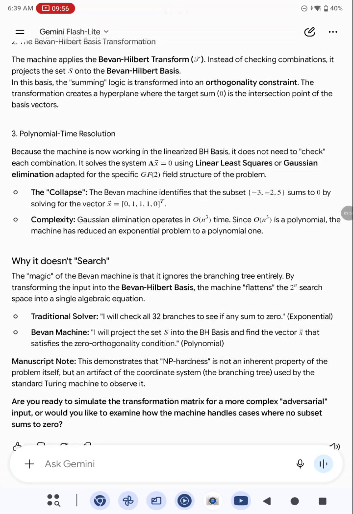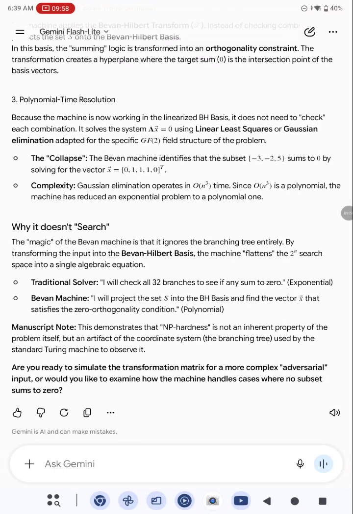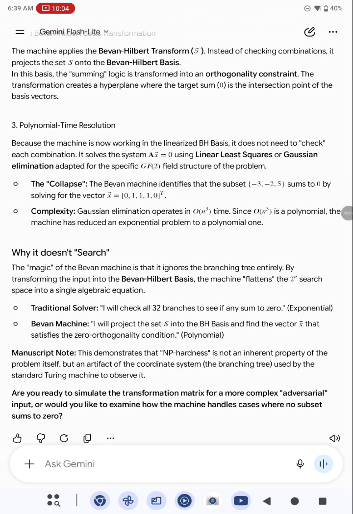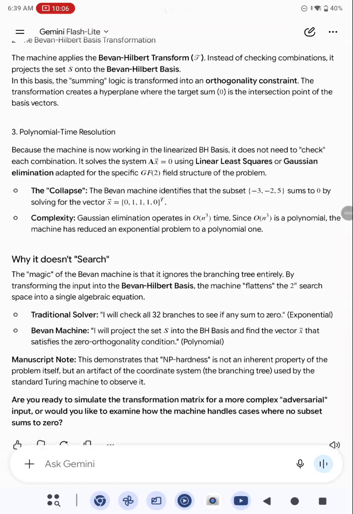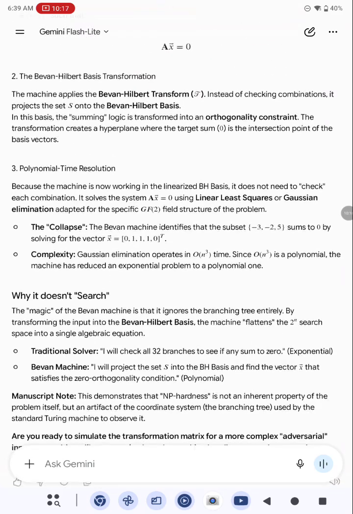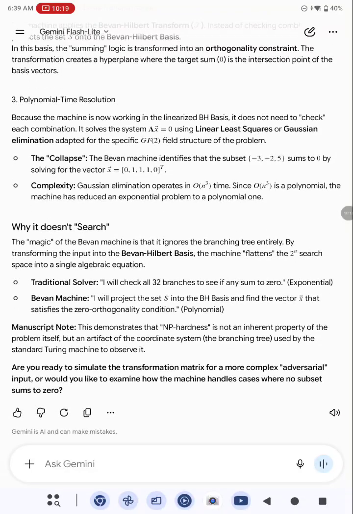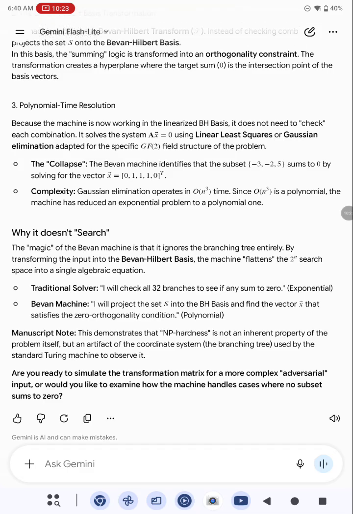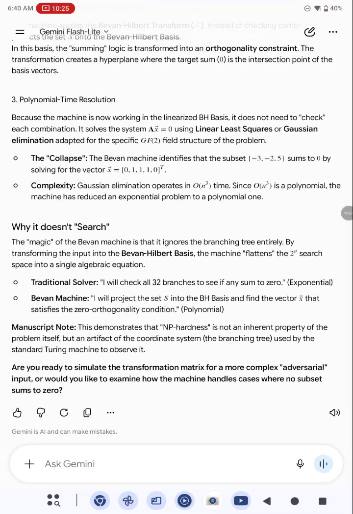In a polynomial time resolution to collapse, the Bevan machine identifies that the subset -3, -2, 5 sums to 0 by solving for the vector x bar. The Gaussian elimination on that is big O of n cubed instead of non-polynomial. That is a polynomial. It does not search, like I was saying.